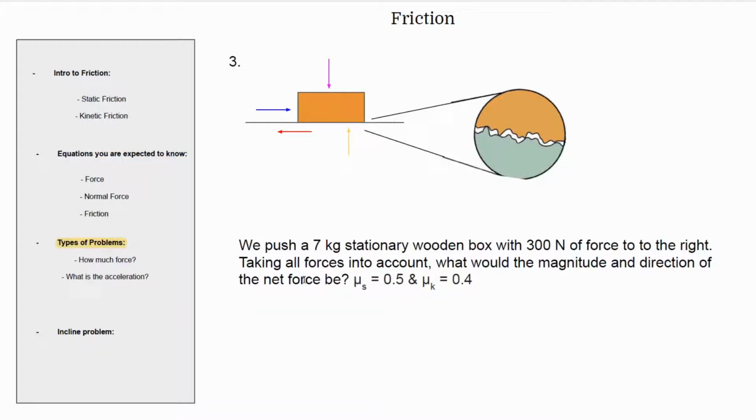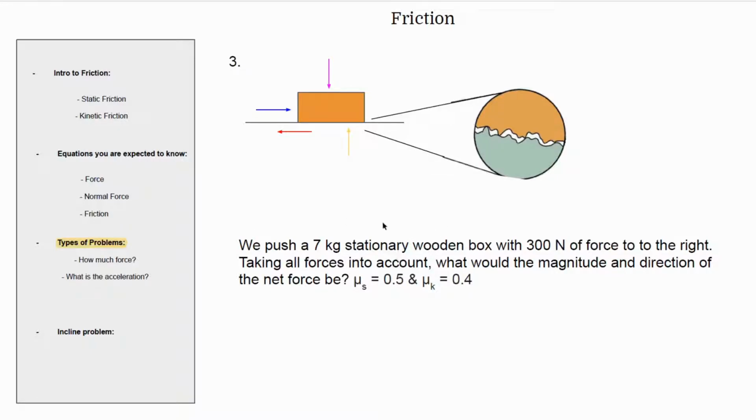Let's take a look at this problem. It says we push a 7 kilogram stationary box with 300 newtons of force to the right. Taking all forces into account, what would the magnitude and the direction of the net force be? We're also given the static friction and the kinetic friction. Now, this is a pretty standard type of friction problem in physics, so let's go over it.